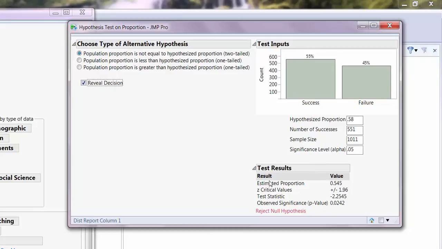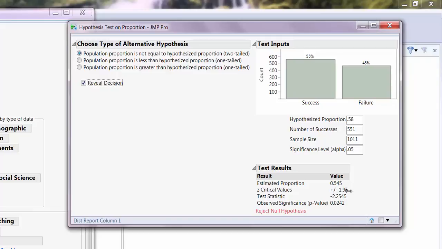Now we can see the test results have filled in. So the estimated proportion is going to be the value of p hat. So that's 0.545, which is 551 divided by 1,011. Next, we have what's called the z-critical value, and we're really going to ignore that. But you'll notice that that's the 1.96 that goes with a 95% confidence interval. And what we're going to talk about next is how confidence intervals and hypothesis tests are related.